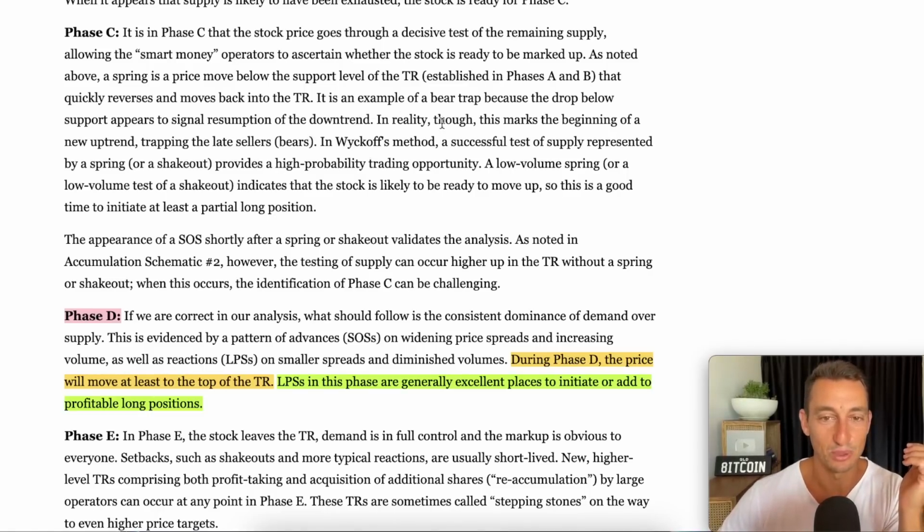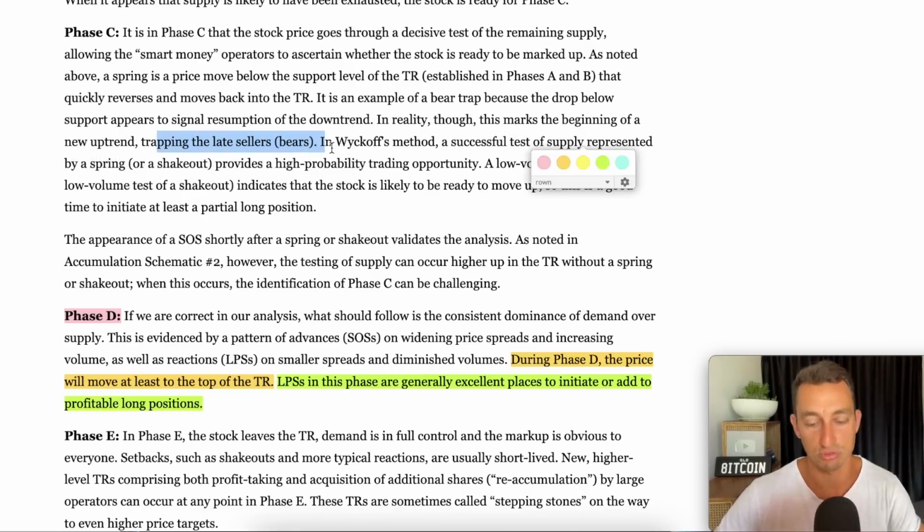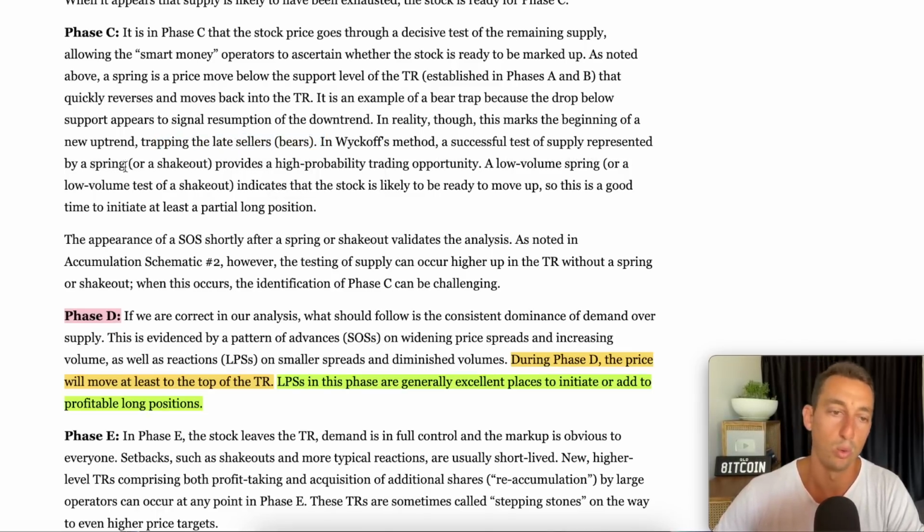So looking at this, we've got those trading ranges established in phase A and B, it quickly reverses and moves back into the trading range. It is an example of a bear trap, because the drop below support appears to signal resumption of the downtrend. In reality, though, this marks the beginning of a new uptrend, trapping the late sellers, the bears.